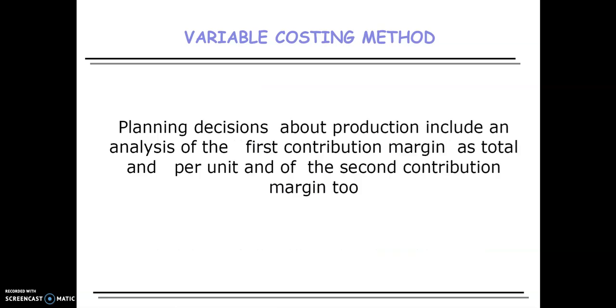Planning decisions about production include an analysis of the first contribution margin as total and per unit, and of the second contribution margin too.